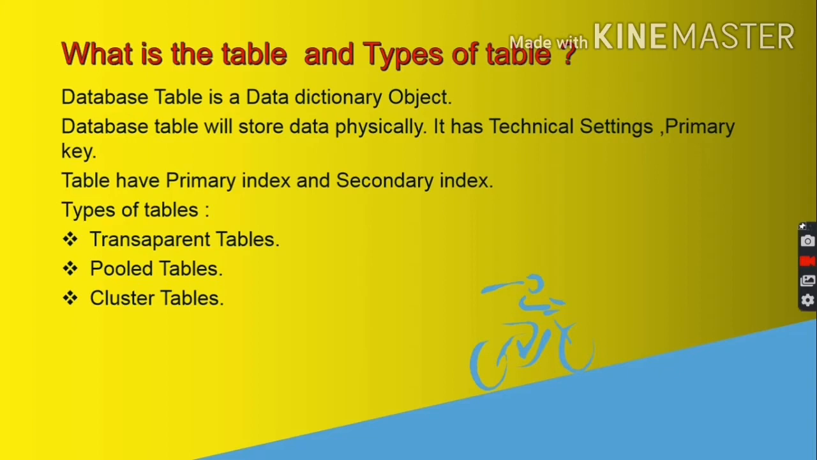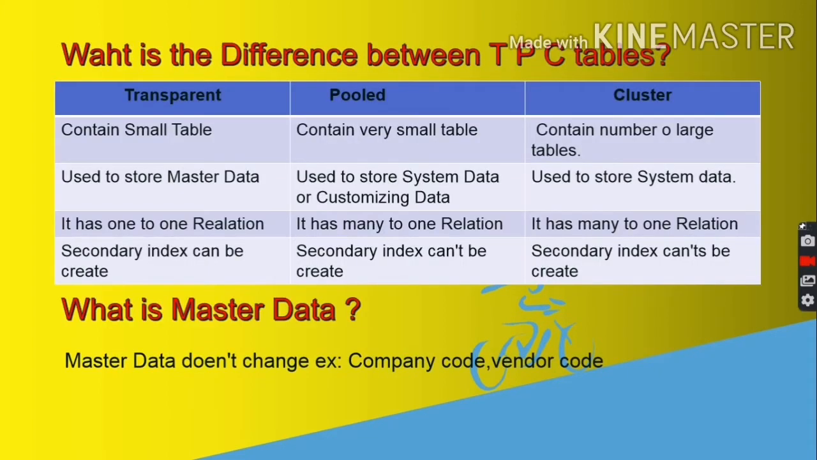Okay, next question is, what is the difference between transparent table, pool table, and cluster table? A transparent table contains a small table, a pool table contains a very small table, and a cluster table contains a large table compared to a pool table. By using a transparent table, we can store the master data. By using a pool table, we can store system data or customizing data. By using a cluster table, we can store system data only.